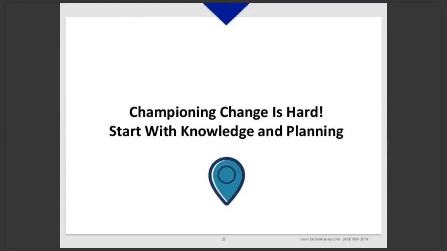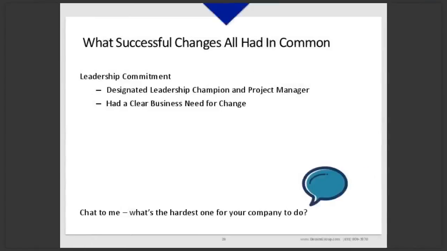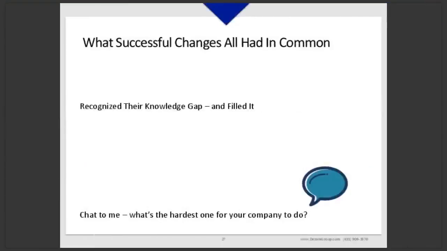But that one that said understanding what to do is hard, yes, you need to start with knowledge and planning, and your leadership needs to know that too. So that's exactly what most successful changes of all those kinds of tales from the field I told you about had in common. The most successful ones had a designated leadership champion and a designated project manager, which is about half the people on this call or fall into one of those roles. More than half fall into that role. And when you have a clear business need, it gets done. You've got customers who expect it, or you've got a clear deadline by when it's got to get done.